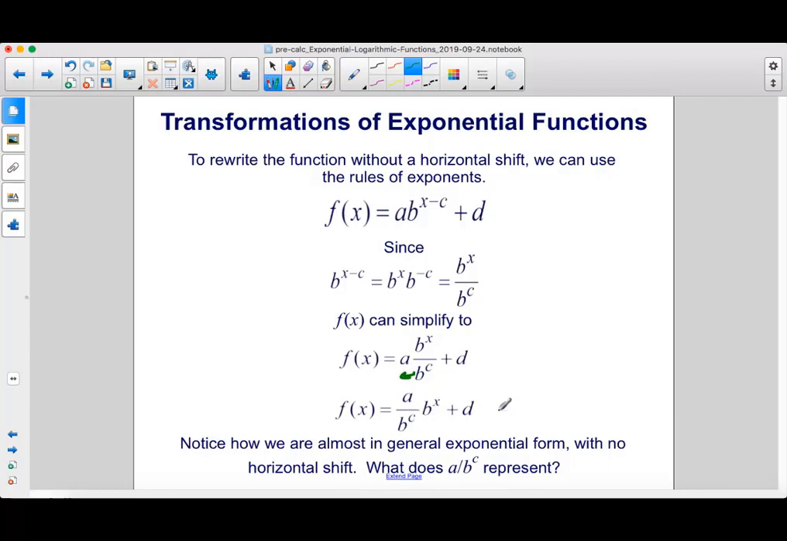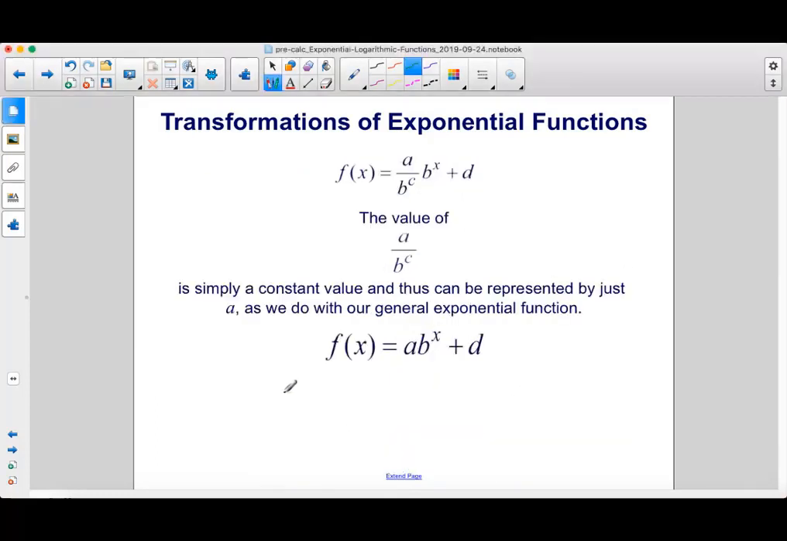Notice how we're almost in general exponential form with no horizontal shift. What does a over b to the c represent? The value of a over b to the c is simply a constant value, and thus can be represented by just a, as we do with our general exponential function. f of x equals a times b to the x plus d.